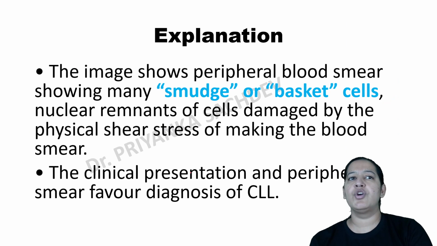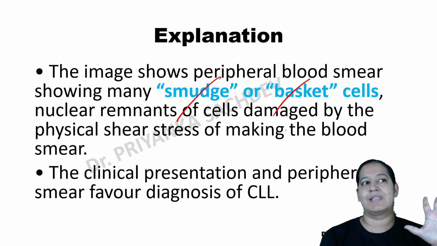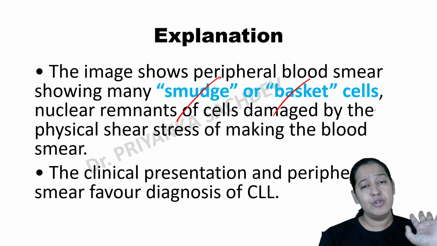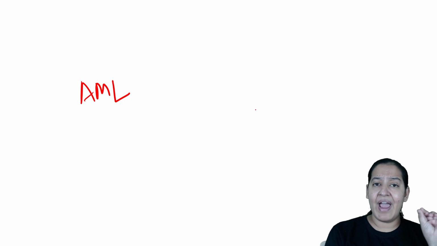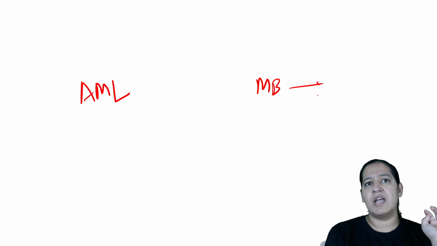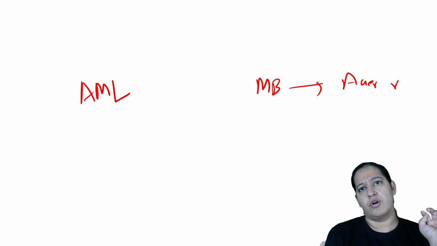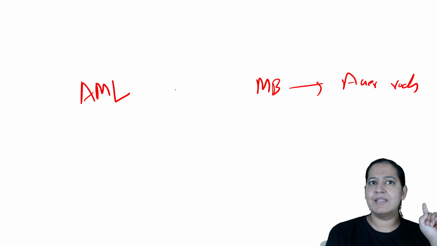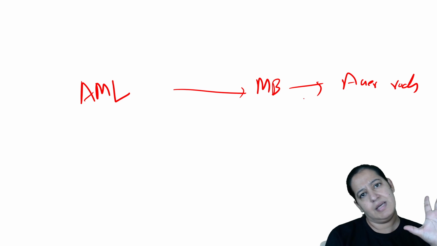So in a CLL image, you will always find smudge or basket cells. You will always find smudge cells, or you just learn it. So till now, I have told you in AML, you will find myeloblasts containing iron rods. If the answer is AML, you should find iron rods inside the myeloblast.